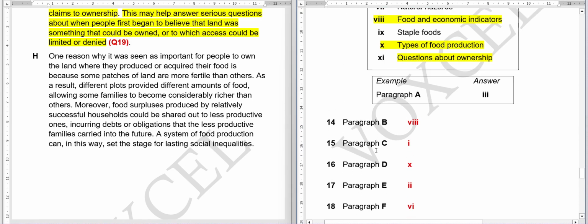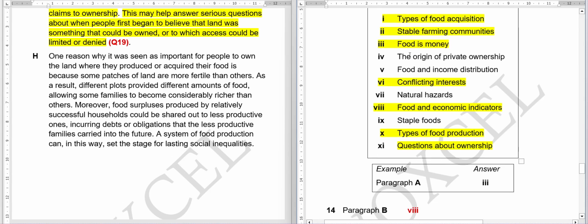Okay, so we have only one paragraph left. And how many options? One, two, three, four. So we have four options left and we have only one paragraph. Let's read this paragraph now.